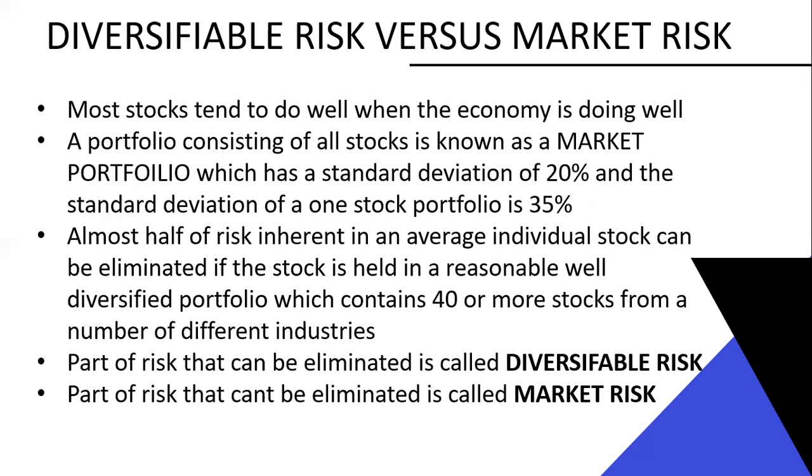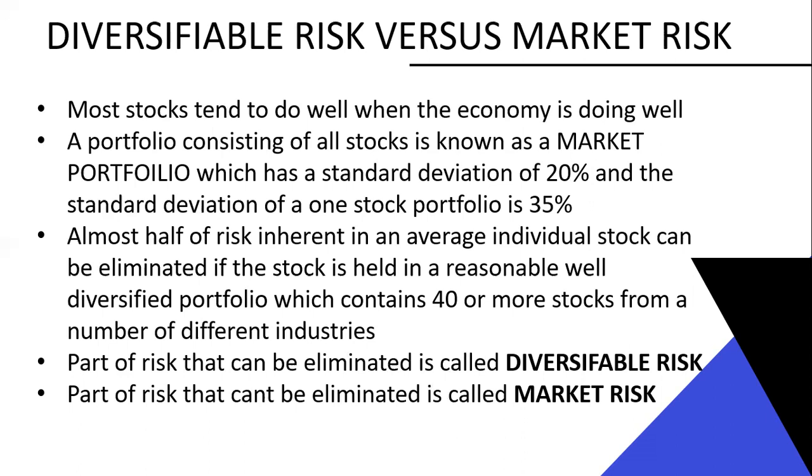So again and again in the chapter, we learn that if you hold a whole lot of stocks, then the risk of that portfolio is going to go down. The more stocks you hold, and as I mentioned a little while ago, the more stocks you hold from different industries, the lower the risk of the portfolio. A part of the risk that can be eliminated is called the diversifiable risk.